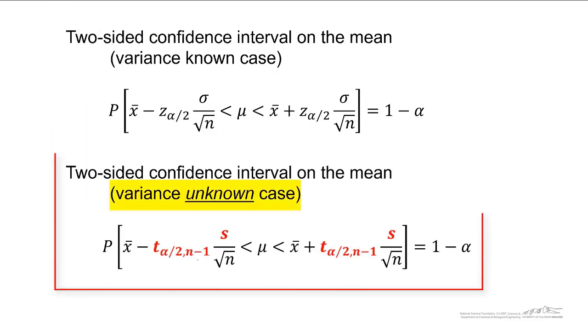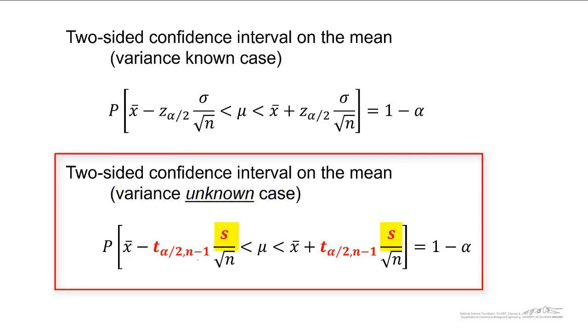For the variance unknown case, we make a couple changes. Instead of sigma, the true population standard deviation, we use S, which is the sample standard deviation. We don't use the standard normal distribution. Instead, we use the t-distribution because we have more uncertainty. The t-distribution has n minus 1 degrees of freedom. And so we use those t alpha divided by 2 comma n minus 1 parameters in our confidence interval, and we can calculate our confidence interval as shown down here.